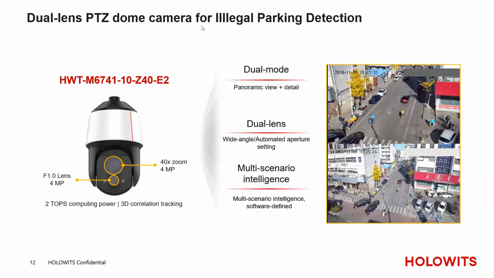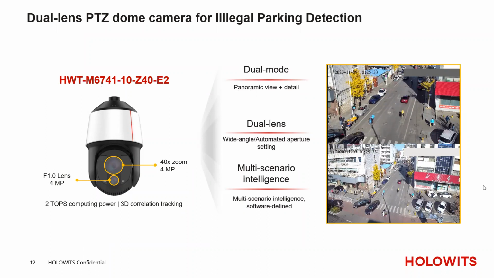So besides the X2391, we also have the dual lens PTZ dome cameras for the illegal parking detections. So this is the HWT M674110Z20. We also have a new model, which is X674120 this year. This has a dual mode, like the panoramic view and the details.